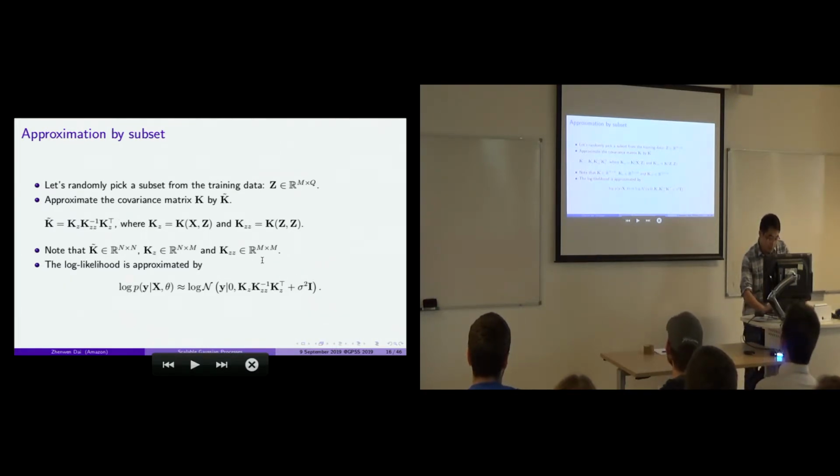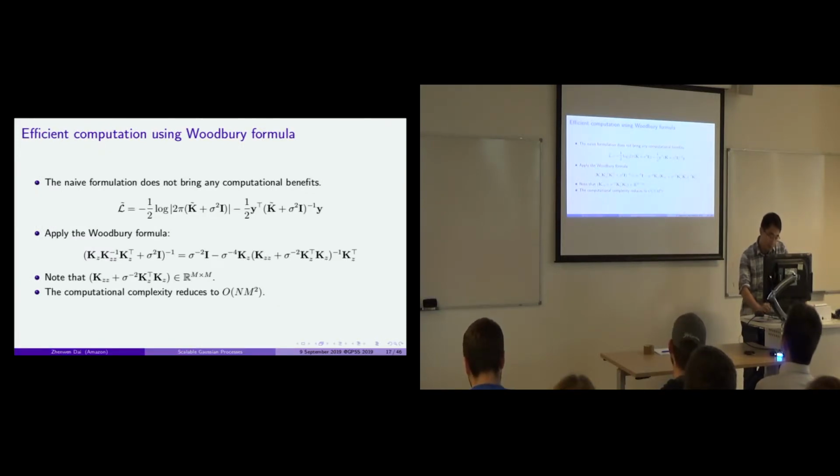The Nystrom approximation is basically plugging this K tilde into our log likelihood, which becomes this form. And this is low rank because in the middle, this covariance matrix is only M by M. So this covariance matrix overall has at most rank capital M.